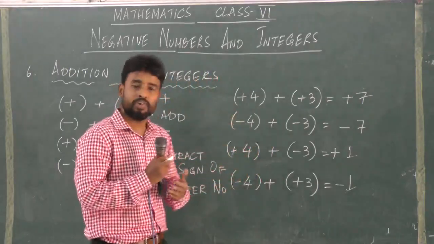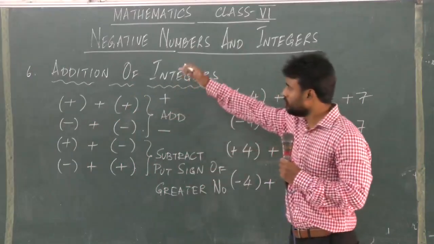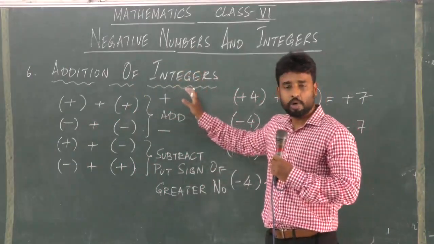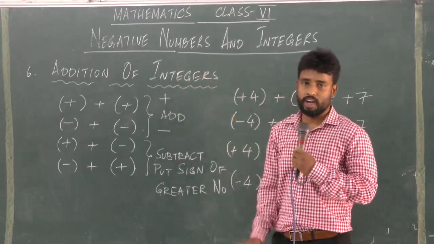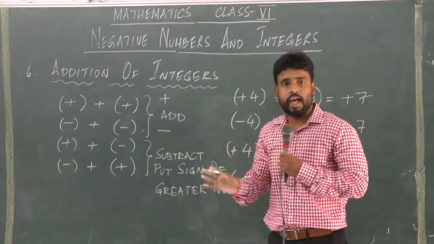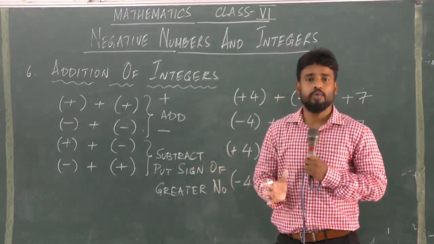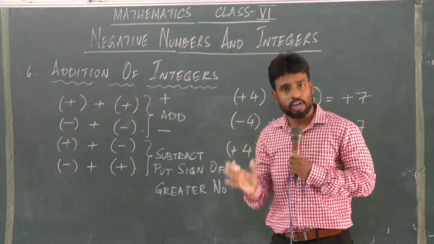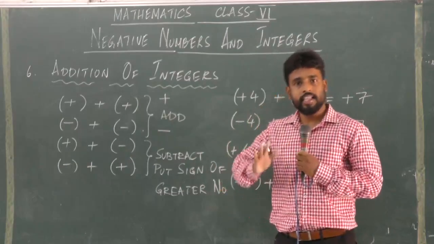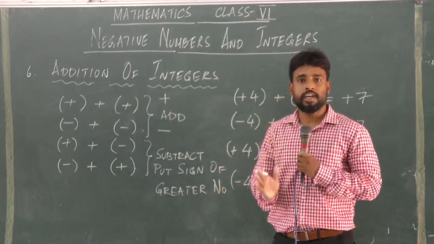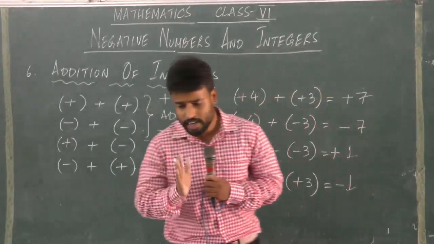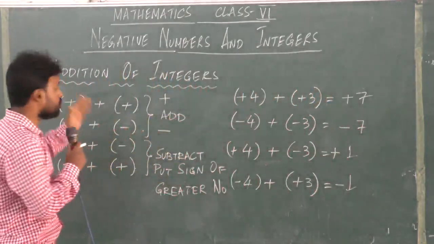So let me come to it once again. When we have two positive numbers, we'll add and write in positive. When we have two negative numbers, we'll add and write in negative. And when we have two different signs, we'll first subtract the smaller number from the greater number, and then we'll put the sign of the greater number. Let us come to subtraction of integers.